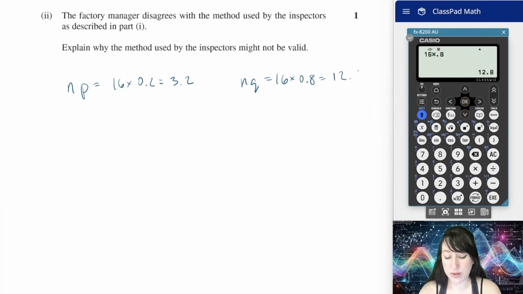And this one's 12.8. But they both need to be at least 5 or higher, as in there has to be a chance of getting 5 successes and 5 fails with your sample size. So 3.2 is pretty low, which means using the normal approximation would not necessarily be appropriate here.